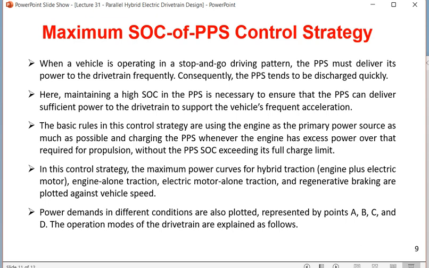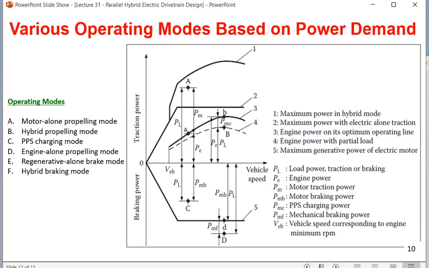slide we will cover. So just check the graph of parallel hybrid electrical drive system PPS based control, or max SOC of PPS based control. So just find out there are mainly A, B, C, D, E, F. In case of series hybrid there are 4 modes. In case of parallel hybrid there are 6 modes. So just see what are they.